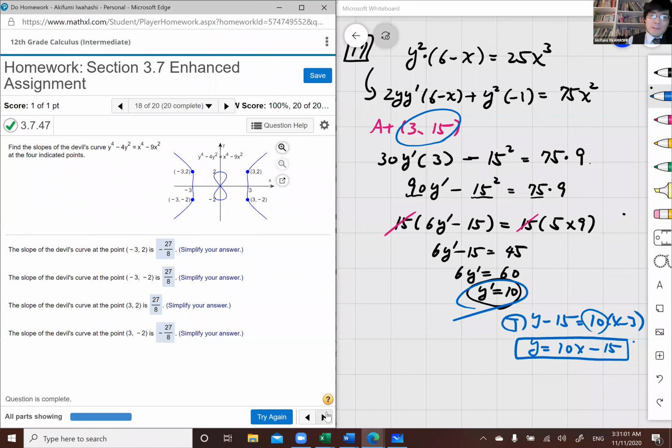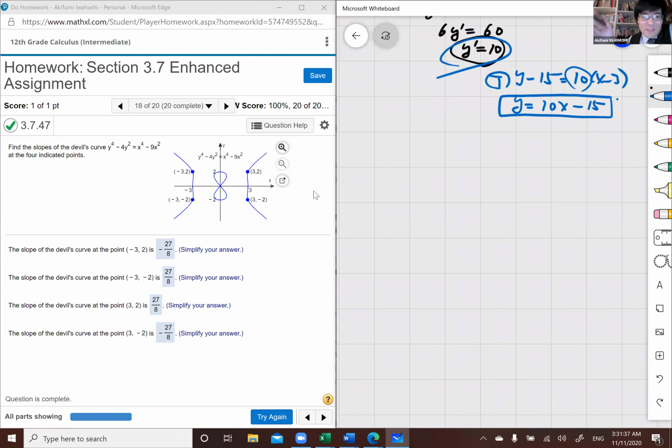Okay, for David's curve, you have to evaluate at 4 different points. But notice that this expression is symmetric with respect to the y-axis, and it's symmetric with respect to the x-axis. So once you find the slope at one point, you can just flip signs to get the slope at the other 3 points. So it looks like 4 computations, but once you've found one, basically you are done with all the others. Okay, so use the symmetry.